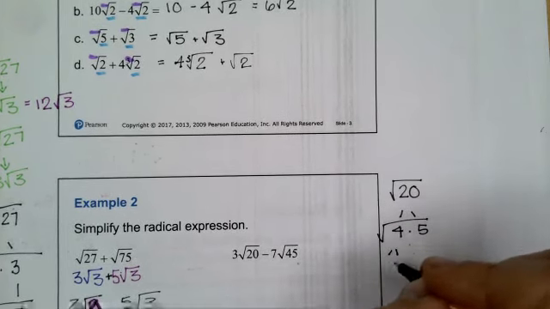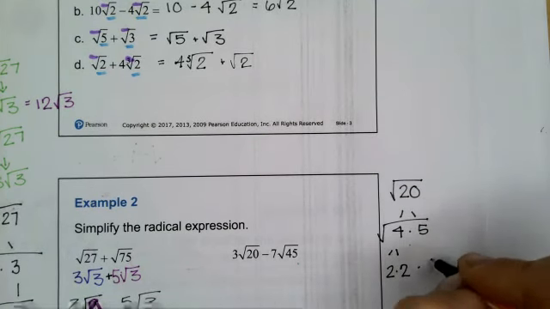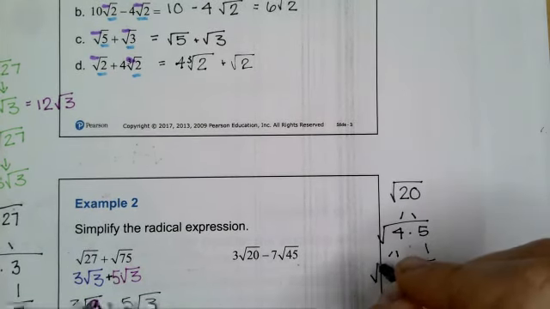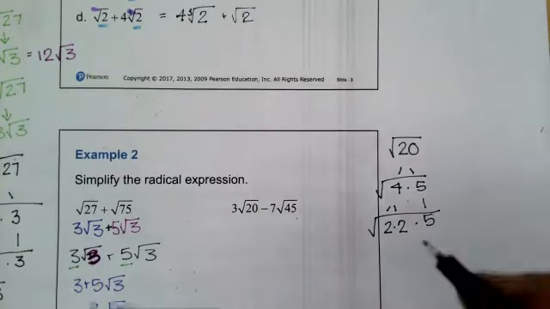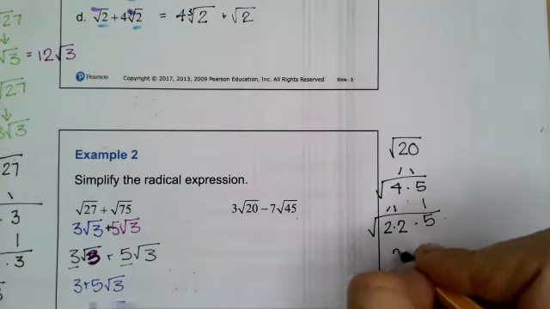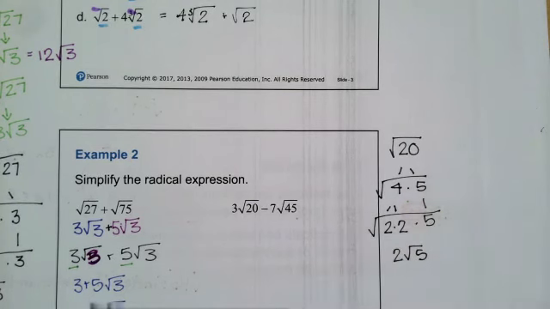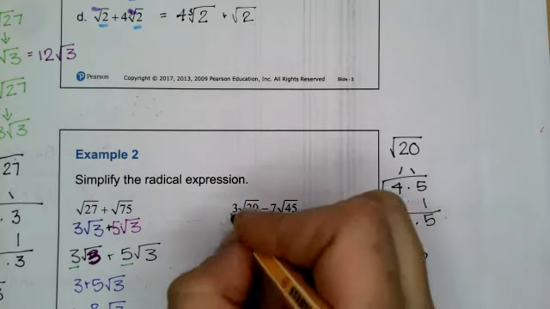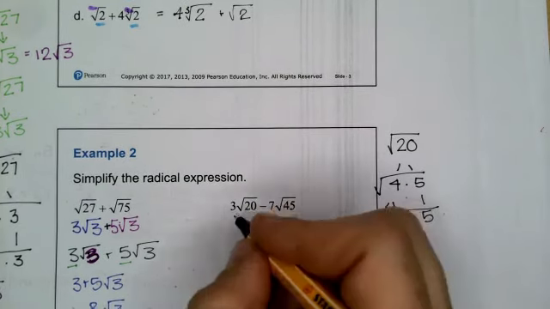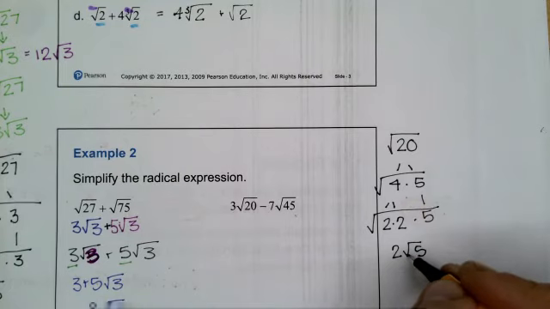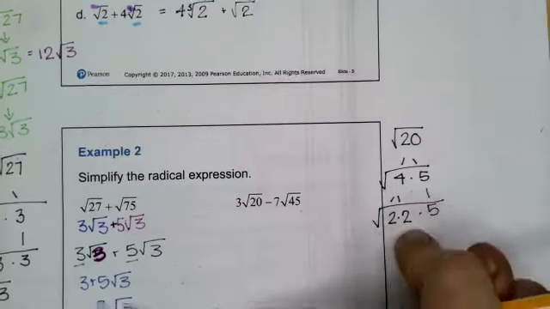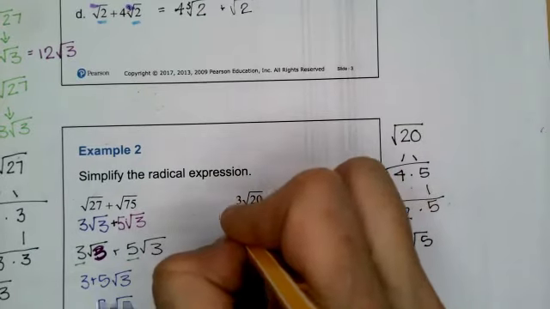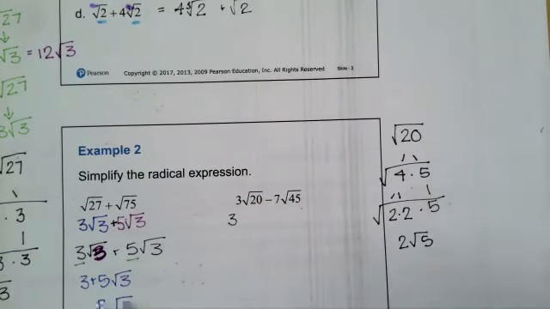So 4 becomes 2 times 2. That's why it's a perfect square. 5 is just 5 because it's prime. So the square root of 20 becomes the square root of 2 times 2 times 5. Those two 2s come out, so I have 2 square root of 5. Negative 15 square root of 5. It is. Bravo, you are correct. Very fast. So 3 square root of 20 becomes, I'm only looking at the square root of 20 right here, becomes 3, just bring that 3 down immediately, times this.